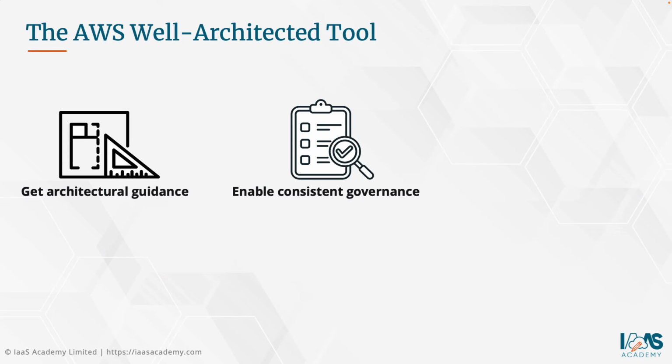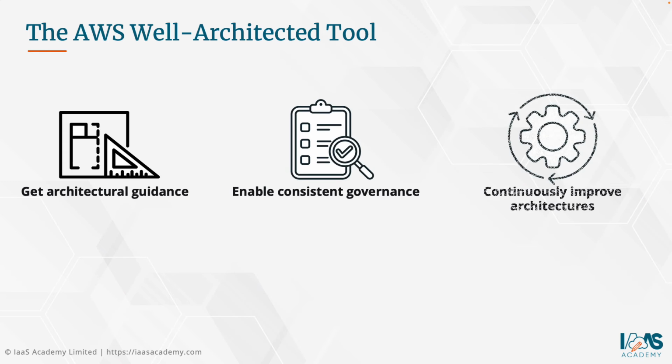You can understand the potential risks in your workloads and use the results to review and identify the next steps for improvement. And the third key benefit is the ability to continuously improve architectures. There is support for continuous improvement throughout the workload lifecycle. You can easily save milestones of your workload reviews and track changes as your architecture improves over time. Whenever you require, you can initiate a new review process to help you ensure that the architecture is aligned with the latest AWS best practices.